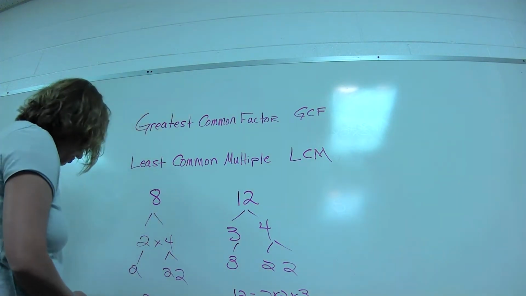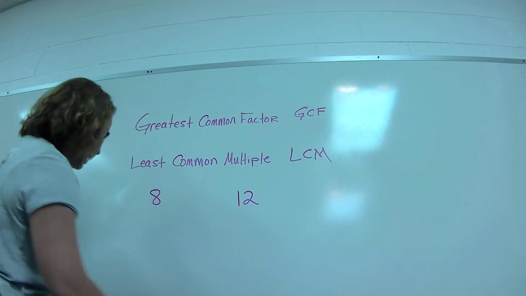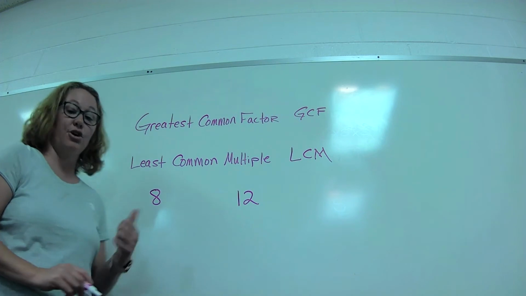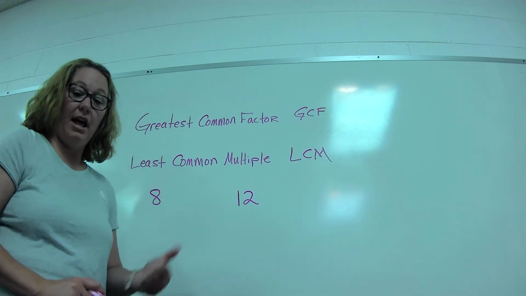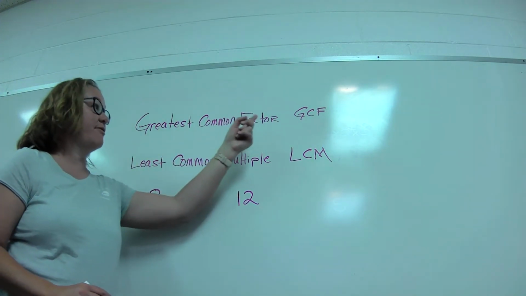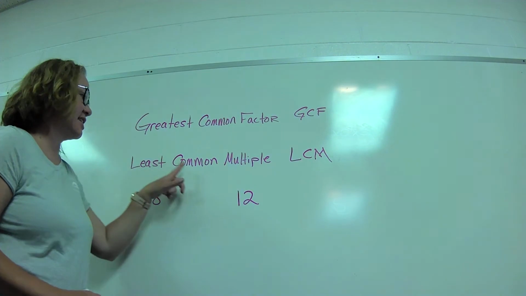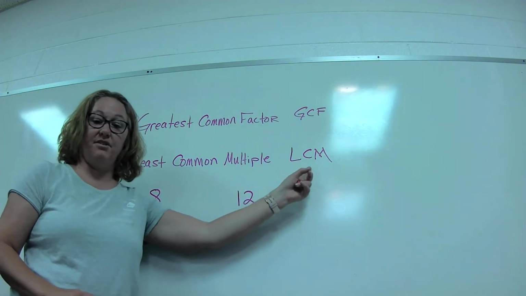Now, we're going to take 8 and 12 and divide by primes to find our greatest common factor and our least common multiple. Anytime we see greatest common factor, we'll see GCF. Anytime we see least common multiple, we'll see LCM.